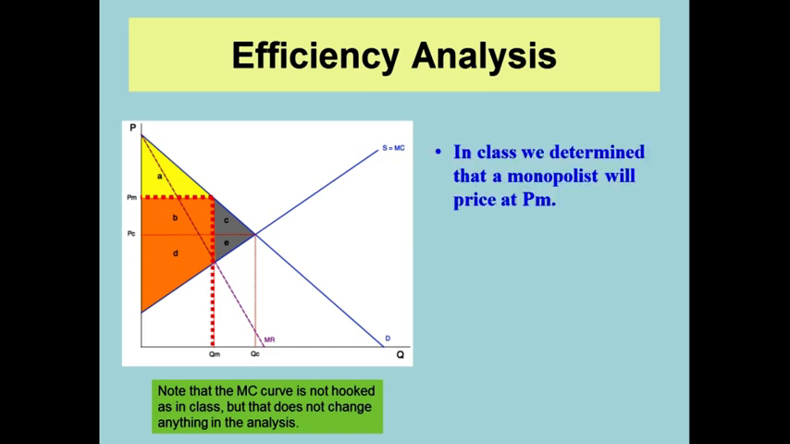Now, in class, we determined that the monopolist would price its product at PM, right? PM is going to be the monopolist price.